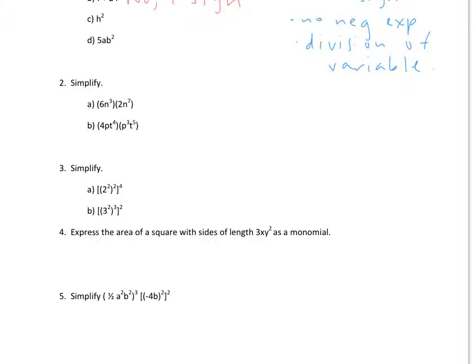Okay, let's look at the second portion of 7.1, simplifying, so multiplying monomials. So let's look at 2, part A. I am going to multiply my coefficients of 6 and 2 to give me 12, and n to the third times n to the seventh will give me n to the 10th. Because when I multiply exponents with the same base, I really just add their exponents.